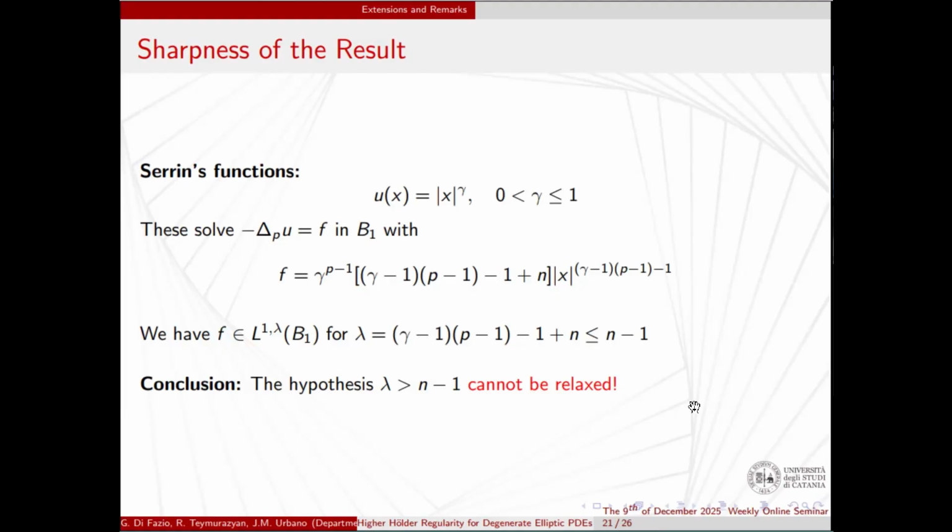You have the p-Laplacian equal to this function that, apart from the constant, you see is a radial function. Then you get that f is in L1 lambda, where lambda is exactly this number that is less than n minus 1. And on the other side, you see that the solution is a power gamma, a radial function. The solution is a bit regular, but not so much because the gradient is not regular. So this means that our assumption that lambda must be taken greater than n minus 1 cannot be relaxed.